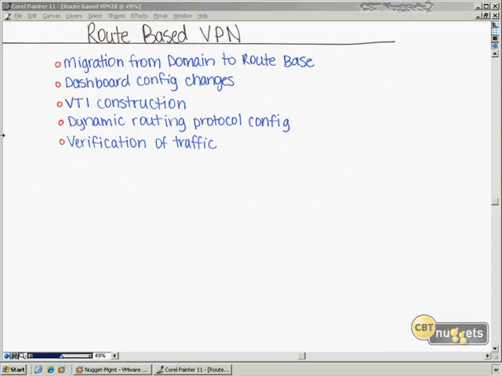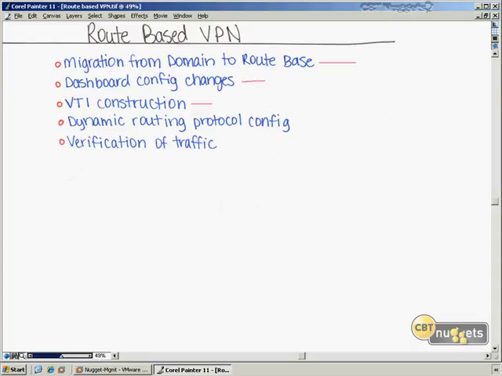With a route-based VPN, we're going to look at the actual migration from a domain-based VPN that we already talked about to a route-based VPN. Then we will look at the actual dashboard configuration changes that we need to make in order to make this type of technology possible. And then we will look at VTI construction. So what is a VTI? A VTI is a VPN tunnel interface that we're going to be able to set up on each one of our firewalls to set up this point-to-point connection known for a route-based VPN.